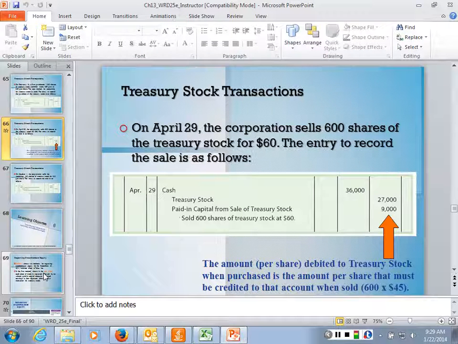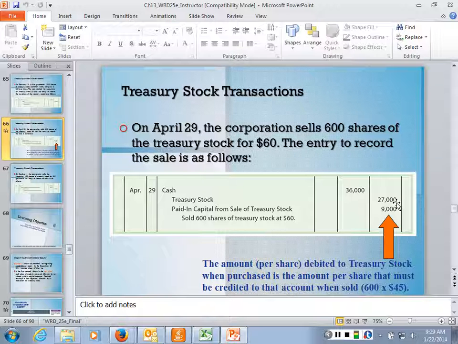Now, when you get ready to sell them, remember that $45 is kind of your new par value. So it says we sold 600 shares at $60, so that's my cash value. Treasury stock is going to go off the books at its new par value, so 600 shares times $45 gives you that $27,000. And then the paid-in capital is the difference between the two.